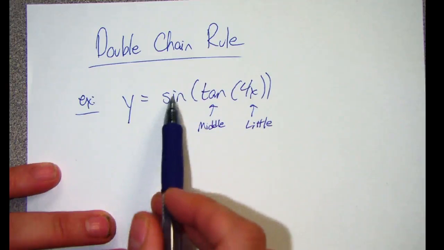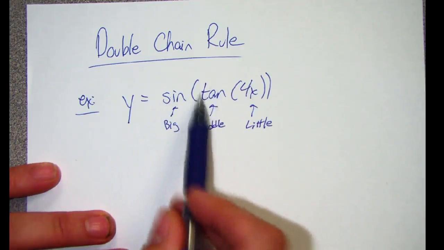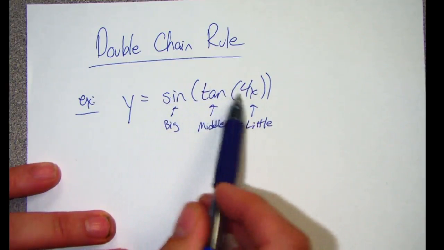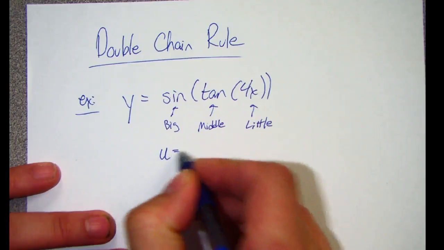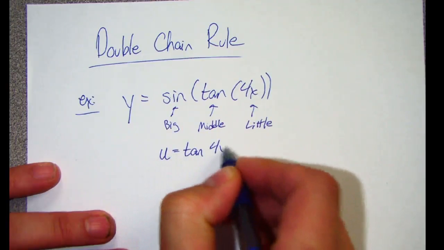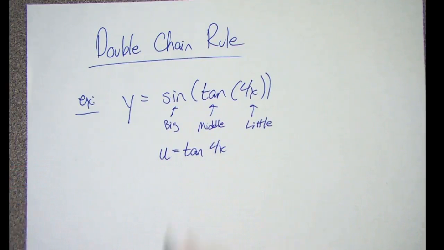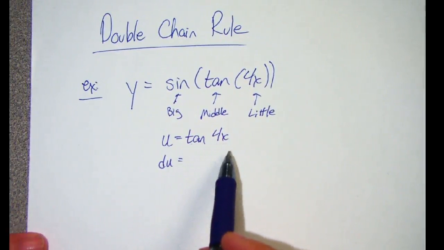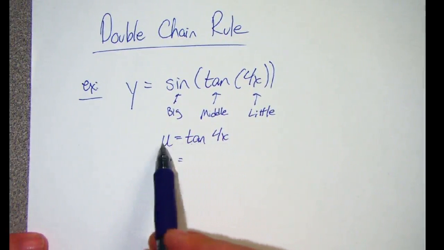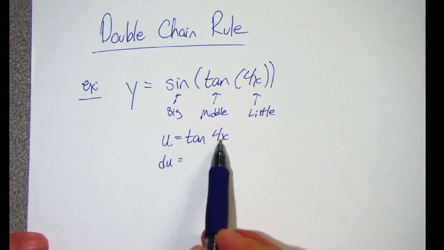If the big guy here is sine, which it is, then the middle guy is this tan of 4x. So basically everything except the big guy becomes u. In this case, I'm going to set u equal to tan of 4x. I need to find du then. And now what we have to realize here is this is like its own chain rule problem. So in this u, there's a big guy and a little guy.